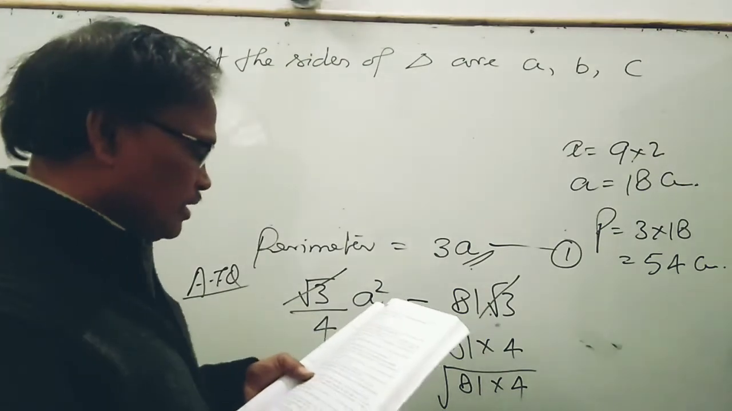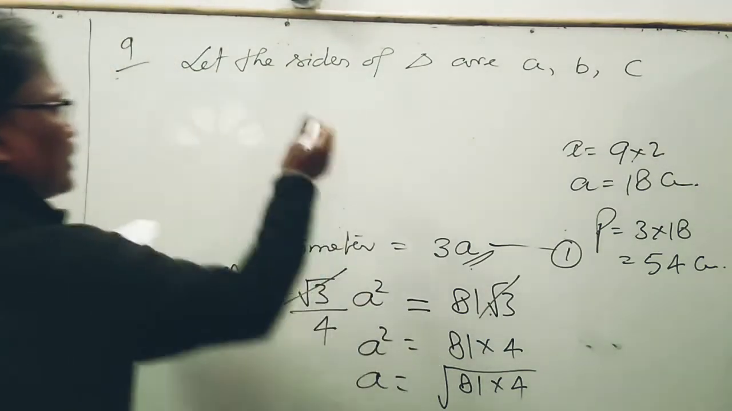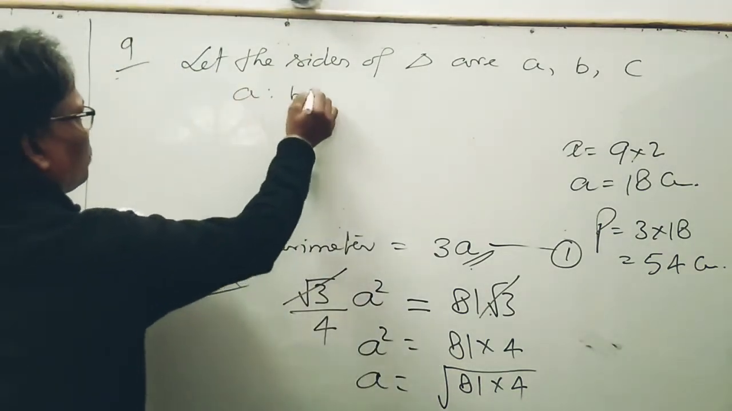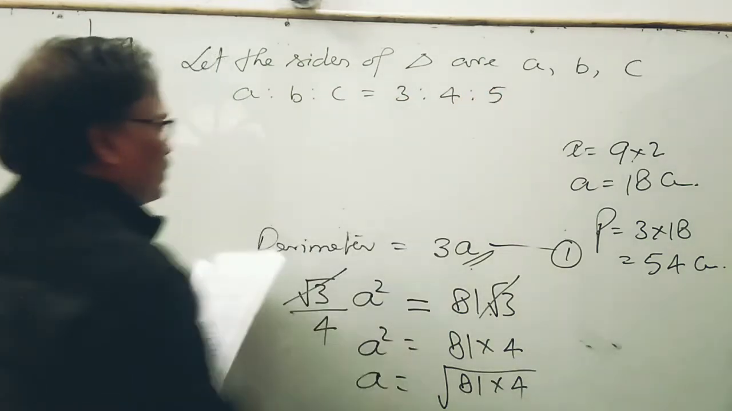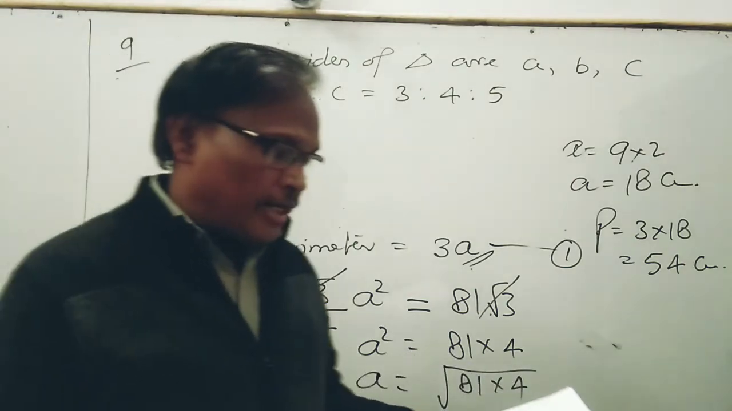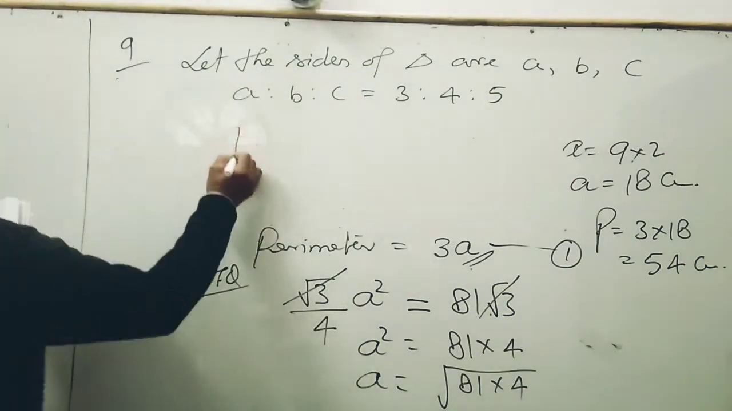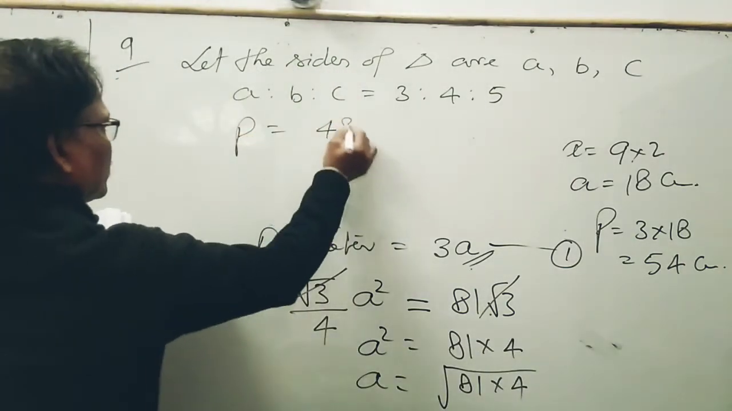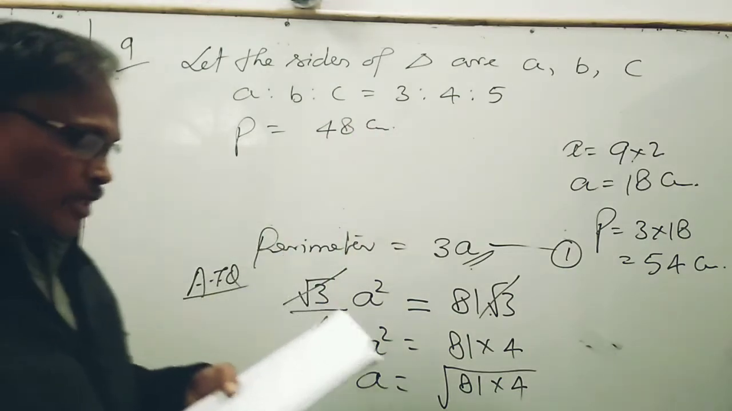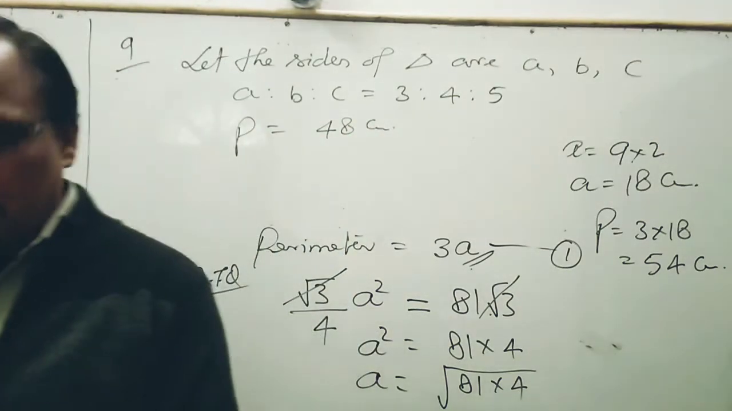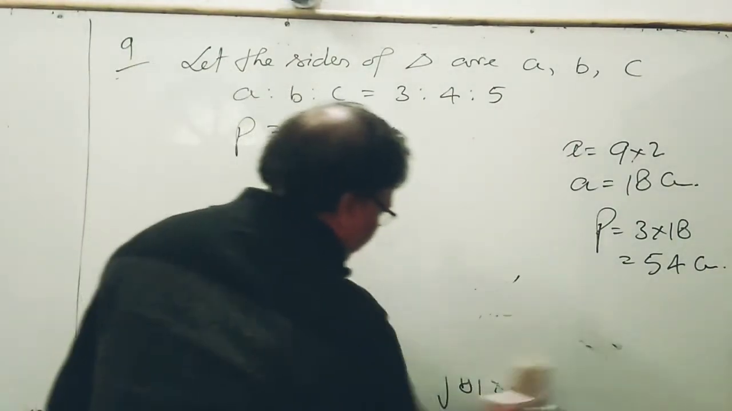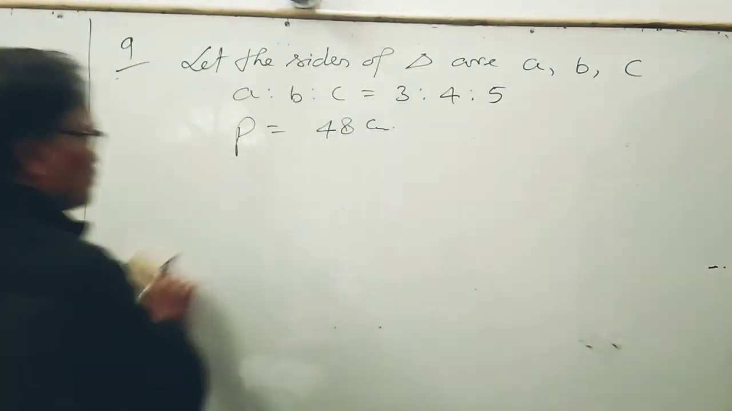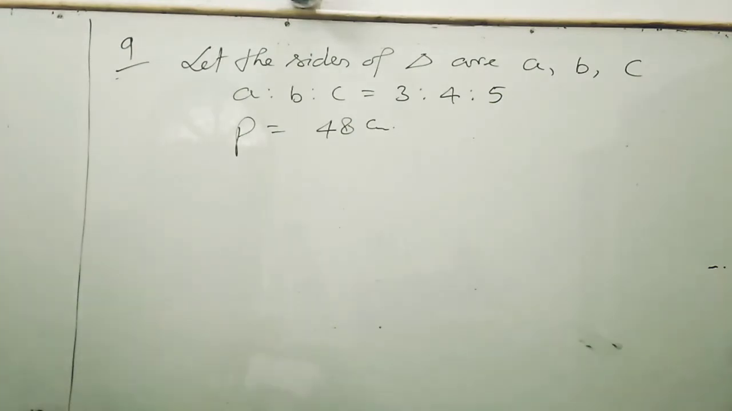तो इसका जो ये रेशियो दिया गया है साइड्स का, A:B:C is equal to 3:4:5. This is given, and its perimeter is 48. Perimeter is given 48 centimeter. Find the area. तो कैसे निकालेंगे एरिया इसका? How to find the area?